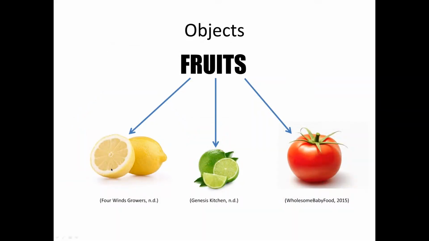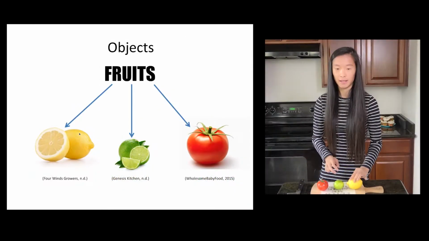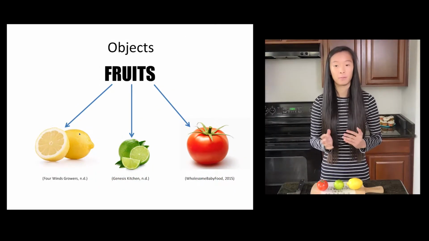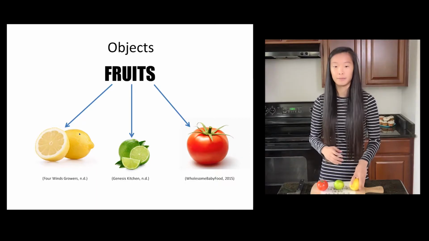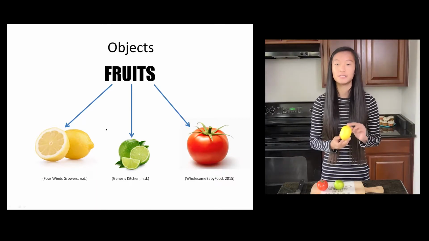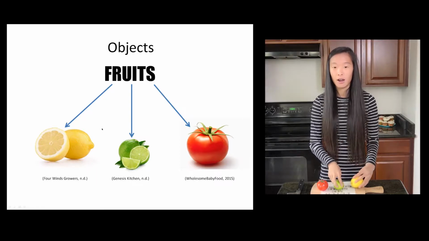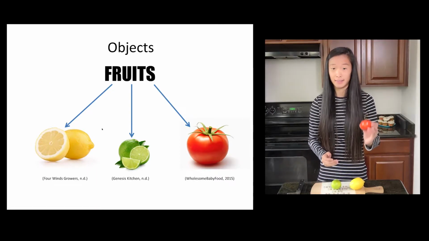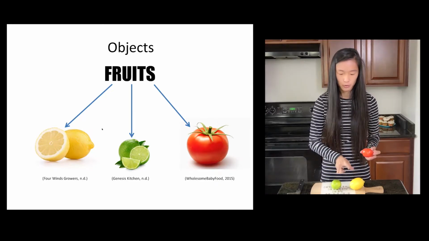Okay, let's look at more concrete examples. Here I've got three objects, each of which are classified under the same category of fruit. We've got a lemon, a lime, and a tomato. They have similar but different properties, which makes them under the same category. Here we've got a lemon, which is yellow and has a yellow core. Our lime is green but is smaller than a lemon, and our tomato is red, and the taste differs from both of our citrus fruits.